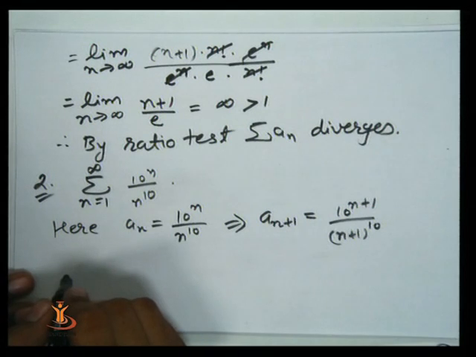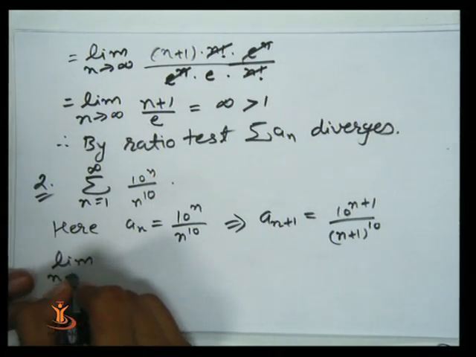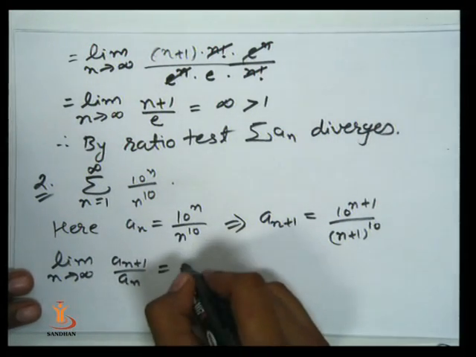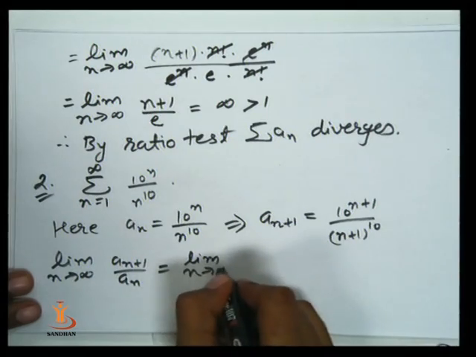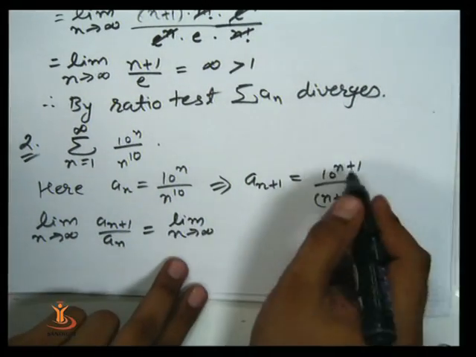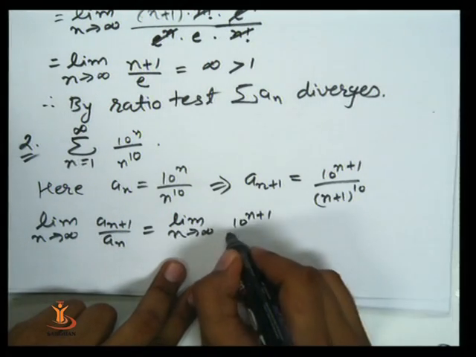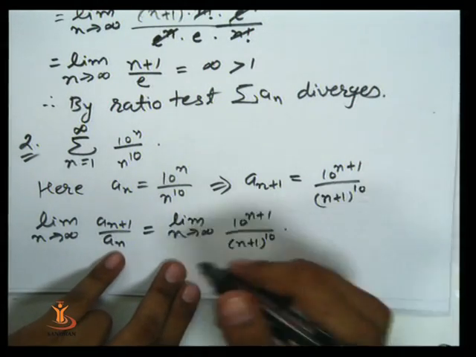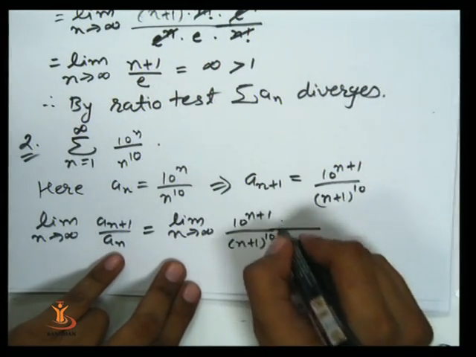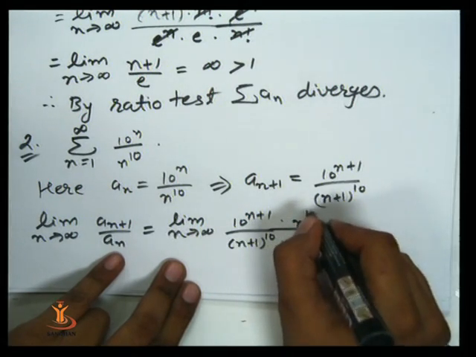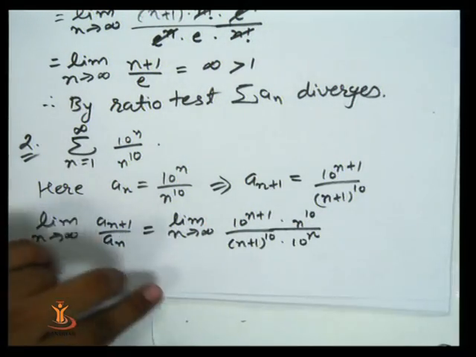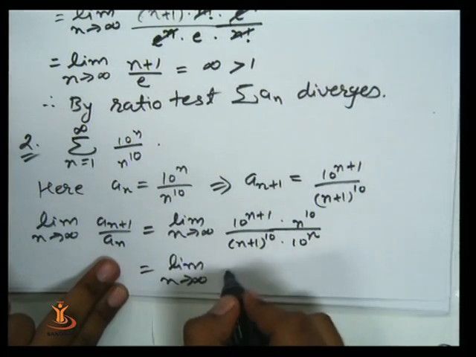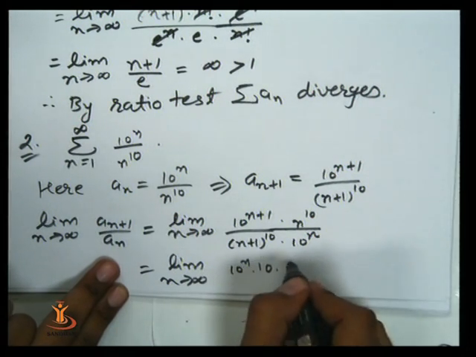Now to apply the ratio test, let us calculate the limit as n tends to infinity of a_{n+1} upon a_n, which equals the limit as n tends to infinity of 10 raised to n plus 1 upon (n plus 1) raised to 10, into a_n. The a_n is in the denominator, so the term will be n raised to 10 divided by 10 raised to n. Now this 10 raised to n plus 1 can be written as 10 raised to n into 10, into n raised to 10.